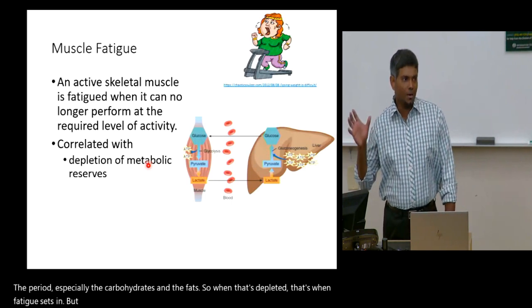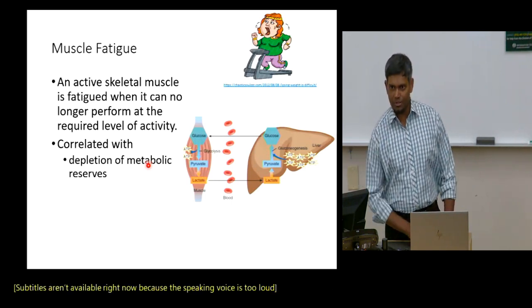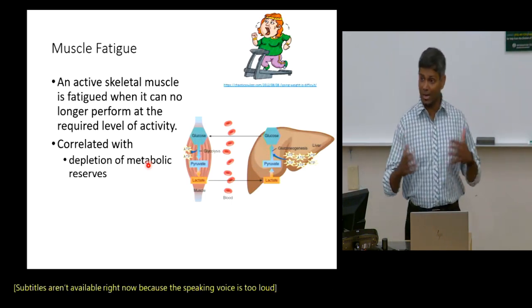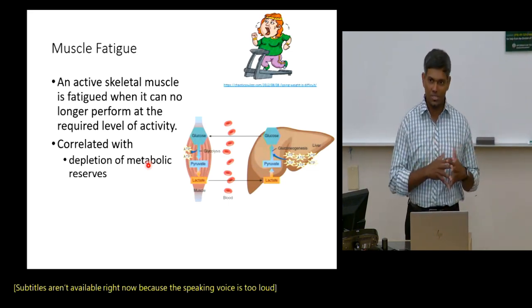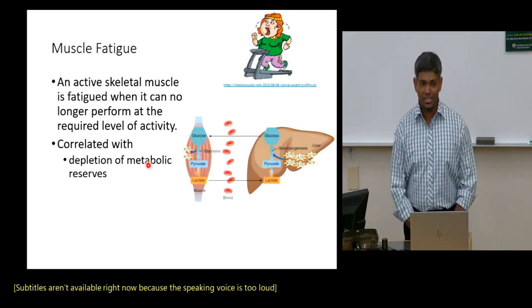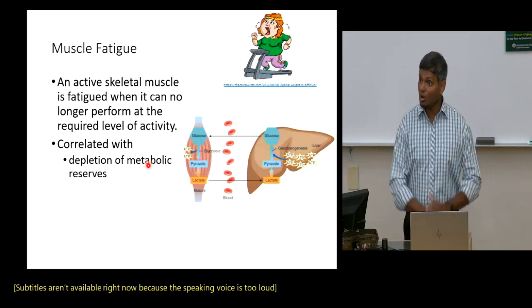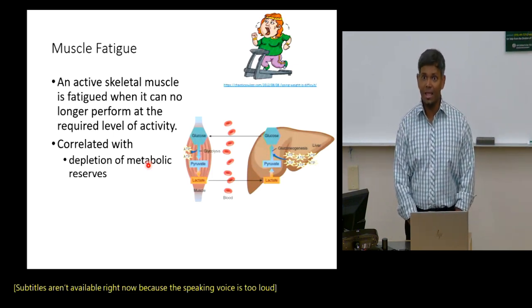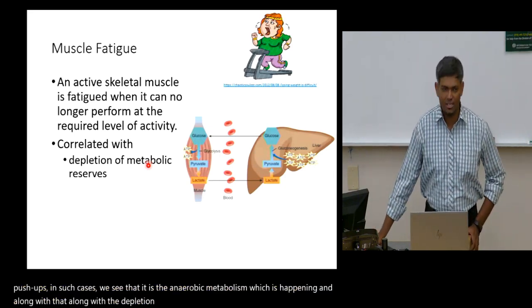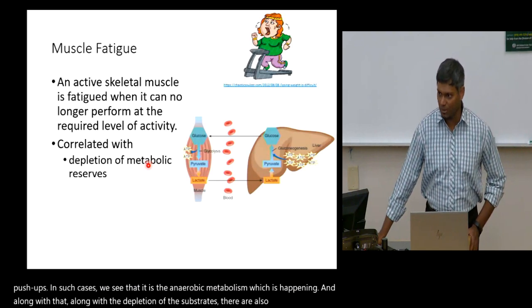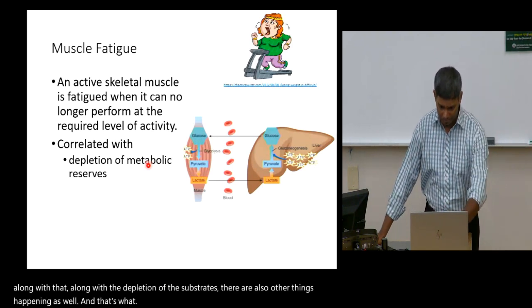But when you're thinking about anaerobic metabolism, right, which is happening when you're working out at a very high intensity, maybe sprinting or maybe doing push-ups, in such cases we see that it is the anaerobic metabolism which is happening, and along with that, along with the depletion of the substrates, there are also other things happening as well, and that's what I want to highlight here.